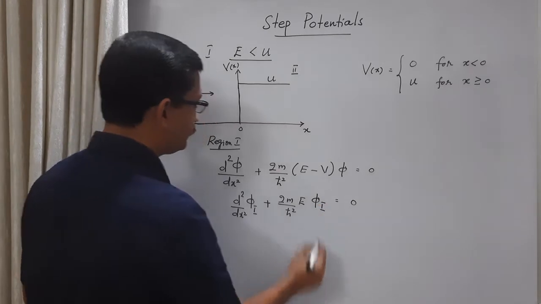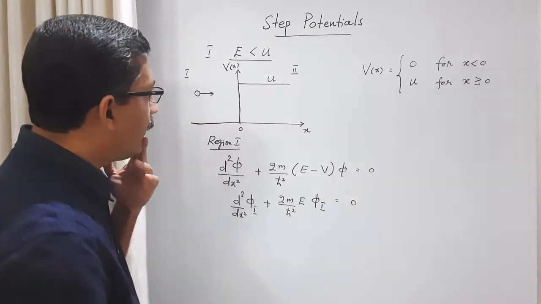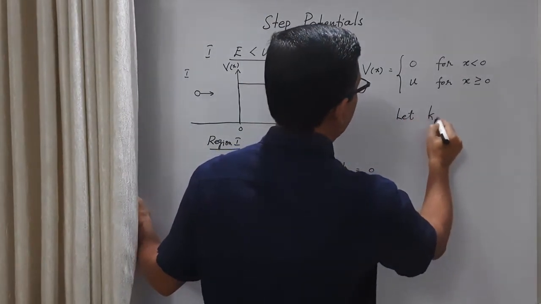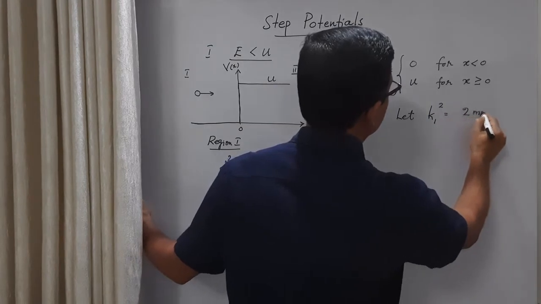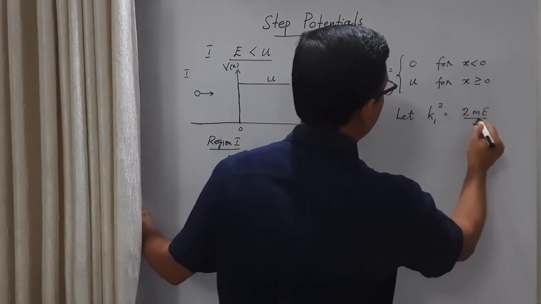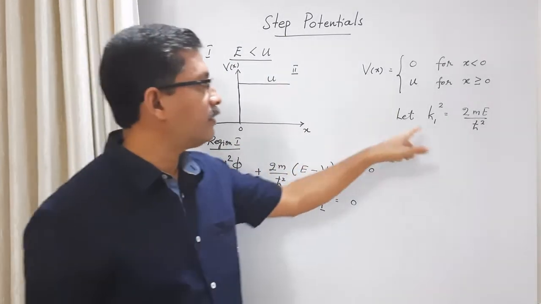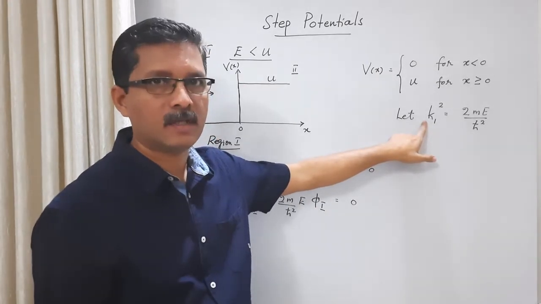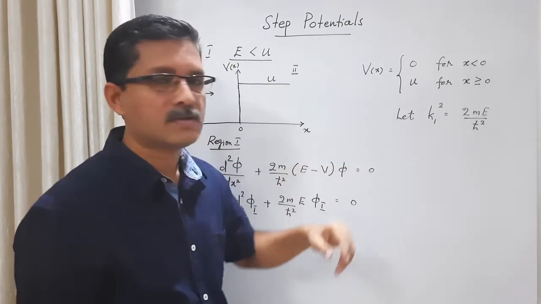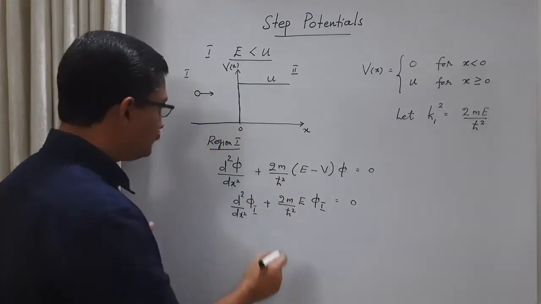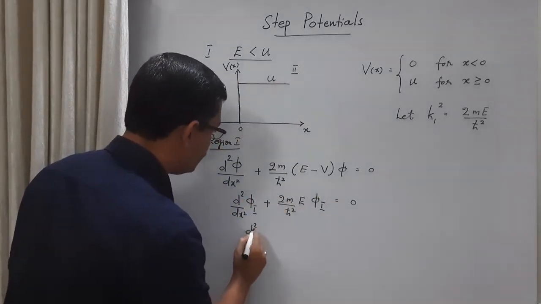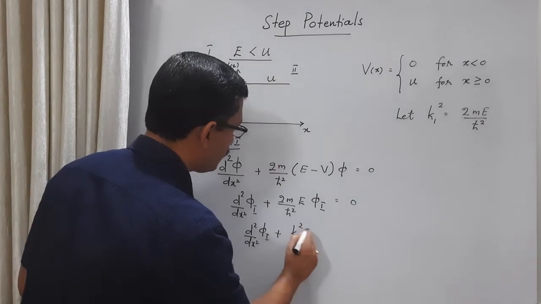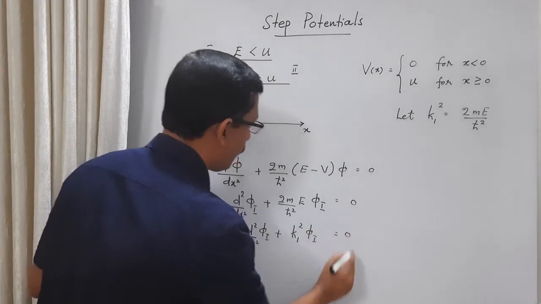Now I will put this 2mE/ħ² as k₁², so let k₁² equal 2mE/ħ². From the previous discussion on the particle in a box problem, we know that k₁ has the dimension of wave number, and ħk₁ is momentum. So I substitute this here, and we have d²φ₁/dx² + k₁²φ₁ = 0.